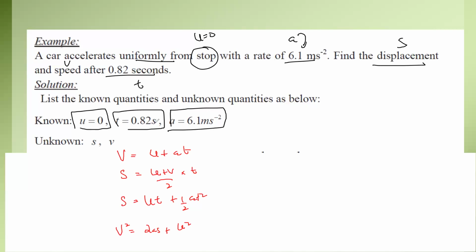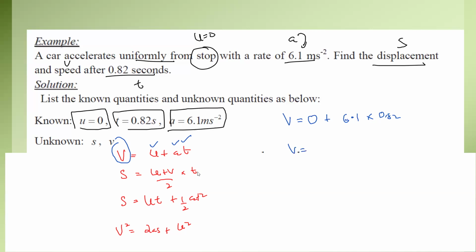Now, if we want the V, if we check the first equation, we have the time, we have the acceleration, and we have the initial velocity. So we can use the first equation to work out the final speed. What will the final speed of this object be? The initial speed is 0. The acceleration is due to the horizontal plane, not gravity, and the time is 0.82. So what's the final speed of this object?